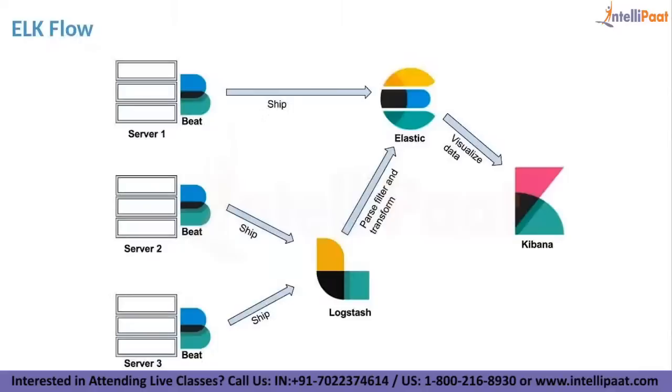Okay, so the ELK flow. You have three servers, and in these three servers you have your log information. When you write a Java application or any application, even a .NET application, what happens? Application logging is very critical. Through application logging only can we know whether there was some issue at midnight or yesterday, or at any point of time during the application runtime.